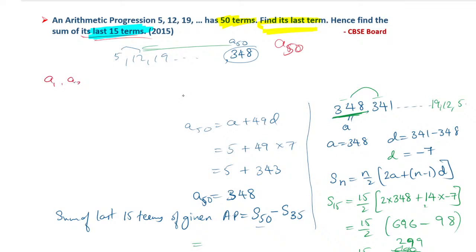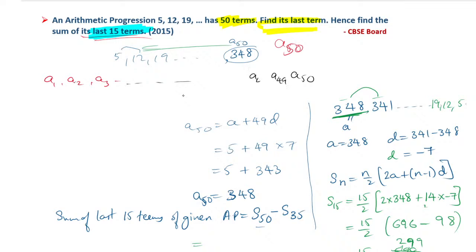A1, A2, A3, and so on till A50. How to find the sum? From the 50th term, we have to find the sum of the last 15 terms. So before A50, which number will come? Before A50, it will come A49.